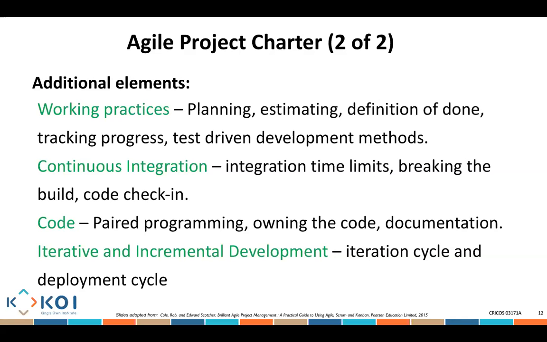Iteration and incremental development. What is the iteration life cycle? Is it every 4 weeks we're going to deliver? Is it every 6 weeks we're going to deliver? And a development life cycle. For example, we might say every 12 weeks of development, we're going to make one big release. So all of these need to be thought about from the beginning, to know what we need to deliver at that particular point.